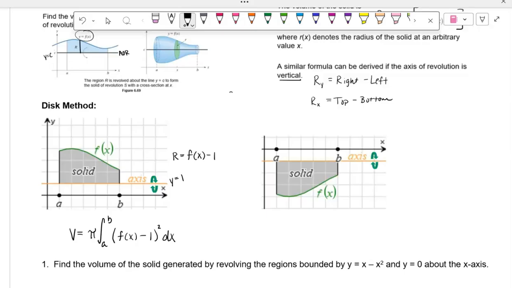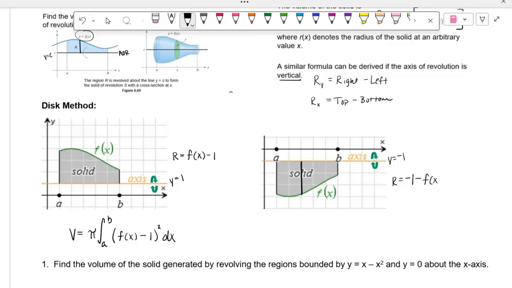We've got pi r squared dx. Now on this one, it looks like my axis of revolution is -1. And if you think about top minus bottom, for my radius, notice that the top curve is the axis of revolution. So we've got -1 on top. So we're going to do top, and the minus f of x is below that.